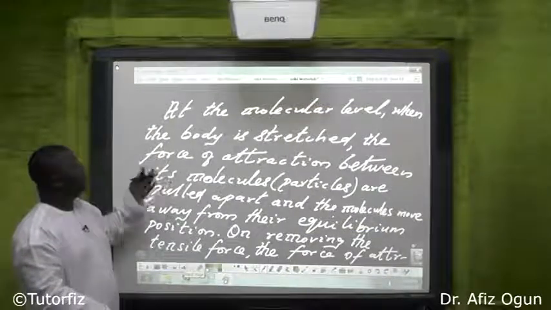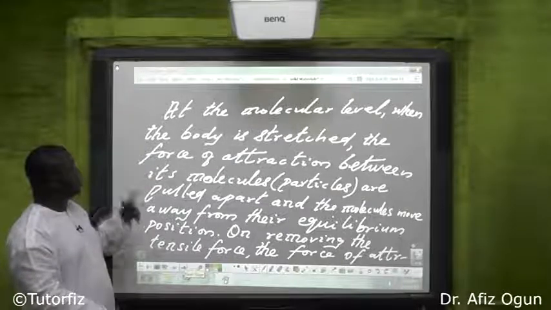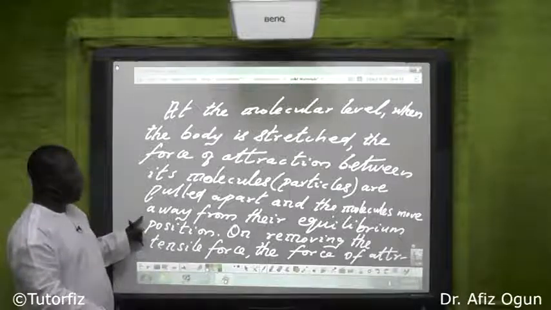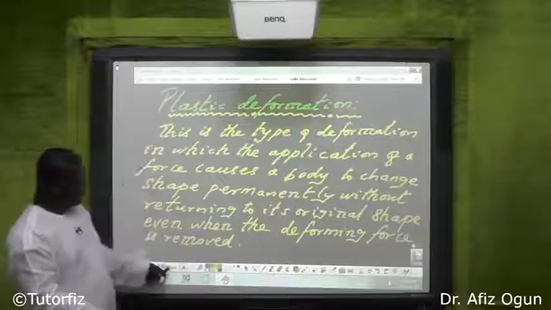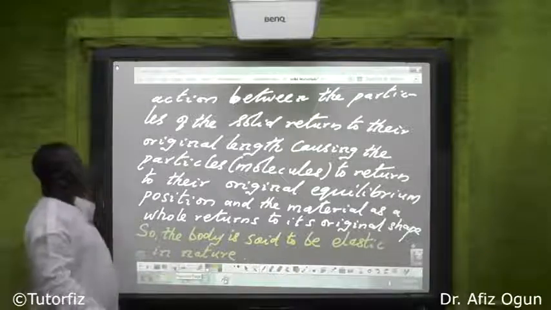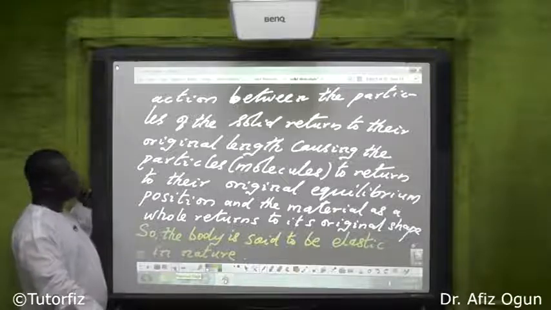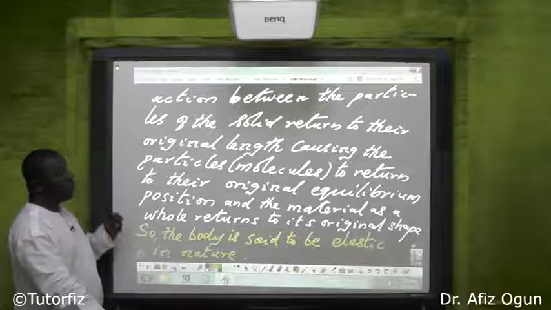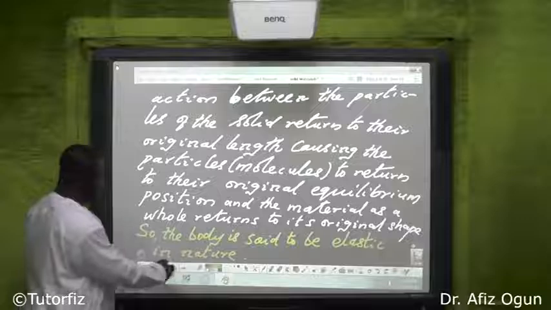At the molecular level, when the body is stretched, the forces of attraction between its molecules or particles are pulled apart, and the molecules move away from their equilibrium position. On removing the tensile force, the forces of attraction between the particles of the solid return to their original length, causing the particles or molecules to return to their original equilibrium position, and the material as a whole returns to its original shape. So the body is said to be elastic in nature.